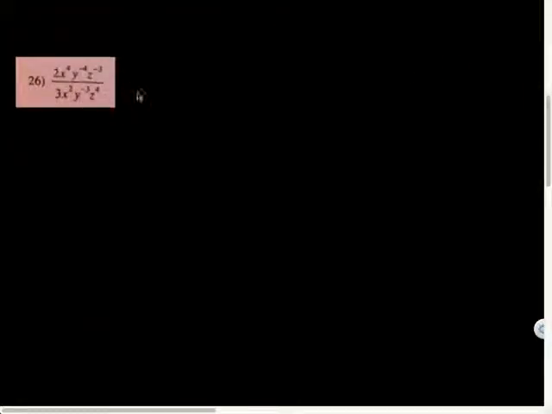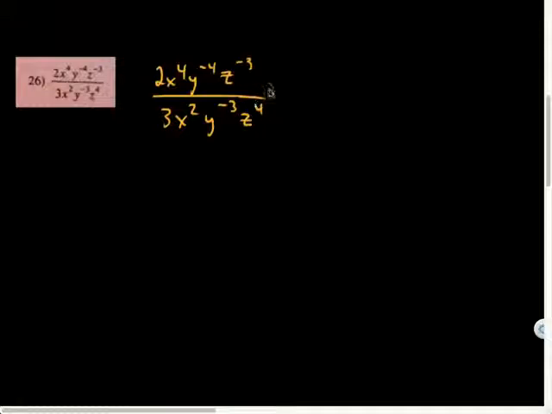Next, here we go. I've got 2x to the 4th, y to the negative 4, z to the negative 3, over 3x squared, y to the negative 3, z to the 4th. Is that right? That sounds rightish. So, can I do anything with these fractions? 2/3, does that reduce? Yeah, just leave it as 2/3. I can't, they're not the same base. They don't reduce partially.